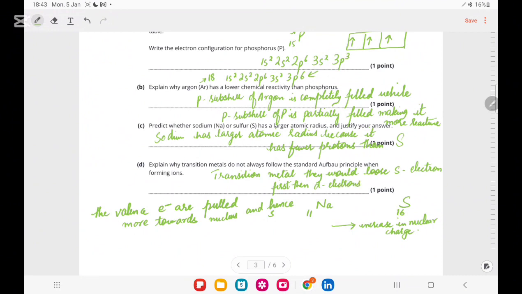Why? Because high energy d orbitals, what they tend to do is stabilize. Now I can write this part here, that they stabilize either by partially filled or completely filled electronic configuration.